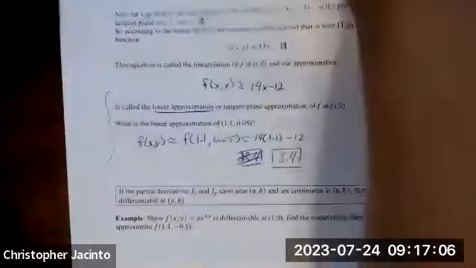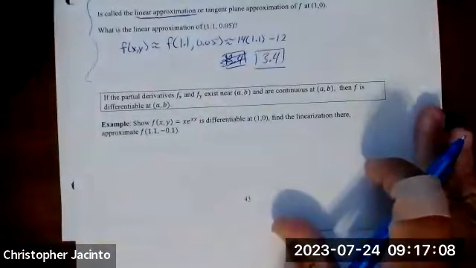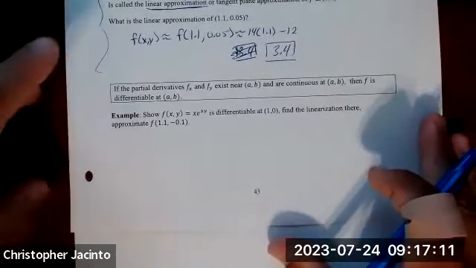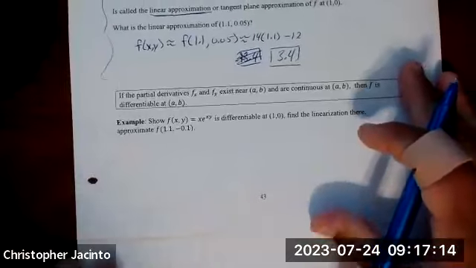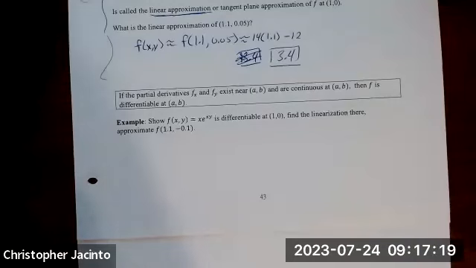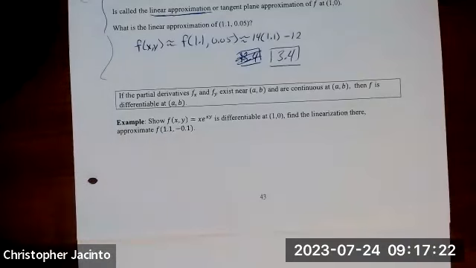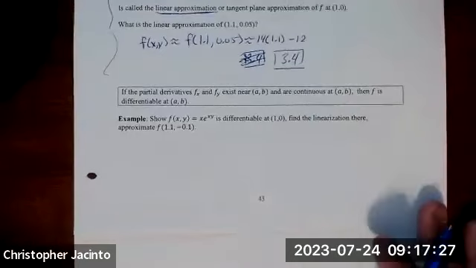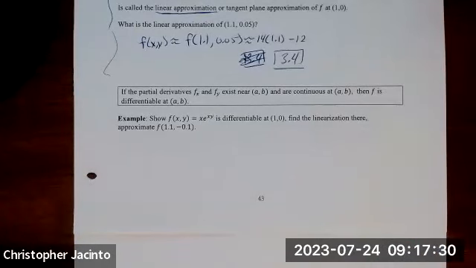So let's try an example out. This gives us a quick little definition stating that we can do that. If the partial derivatives f_x and f_y exist at the point and are continuous, then f is differentiable at (a, b), meaning we can actually do it; they don't give us undefined derivatives. So let's suppose we want to show that f of x, y equals x times e to the xy is differentiable at 1, 0. Find the linearization there and approximate f of 1.1, comma, negative 0.1.